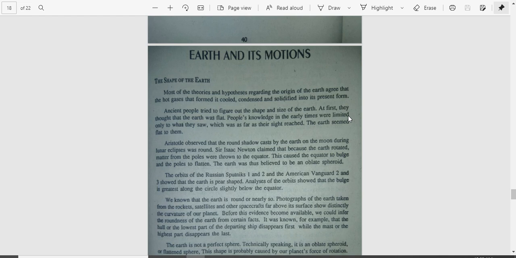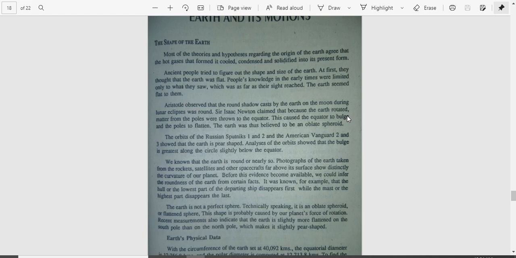So, the shape of the Earth. Most of the theories and the hypotheses regarding the origin of the Earth agree that hot gases formed and then cooled down, condensed and solidified into its present form. Ancient people tried to figure out the shape and the size of the Earth. At first, they thought that the Earth was flat, or mga flat earthers. People's knowledge in the early times was limited only to what they saw, as far as their sights could reach. The Earth seems to be flat para sa ila.